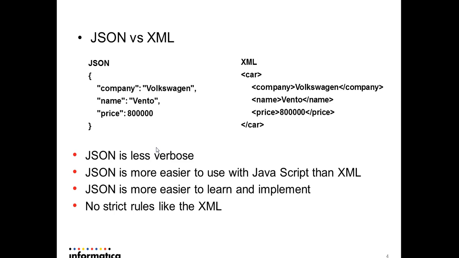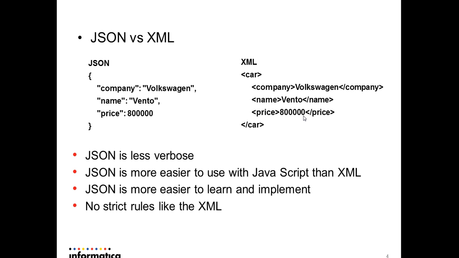So, JSON versus XML. JSON is JavaScript Object Notation and XML is the Extensible Markup Language. If you could just see here, I have put up two examples of the same data set being represented by JSON and XML. It's just a car, a Volkswagen car, the Vento, and the price is given here. In JSON, the company is present only once, and the name and the price. But in XML, the company's open tag is present as well as the company's close tag. Same with the name and price.